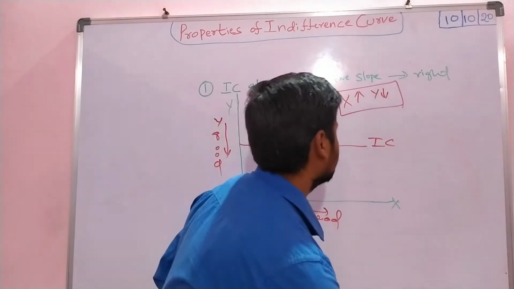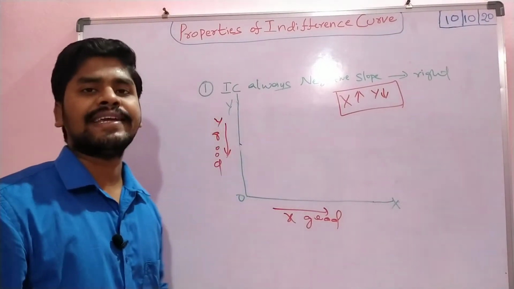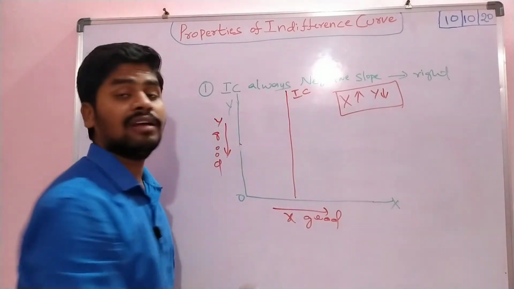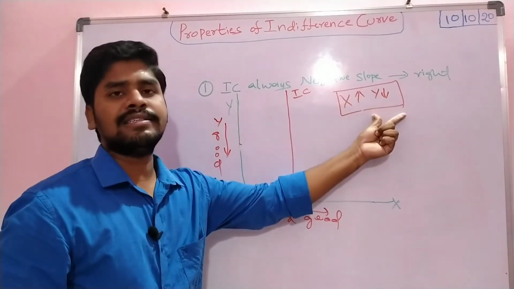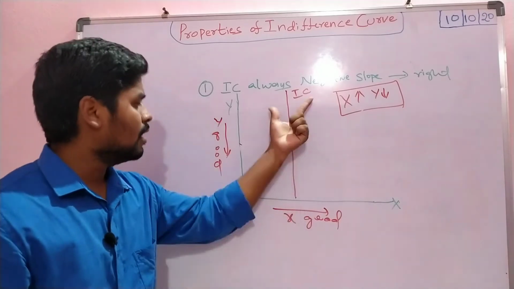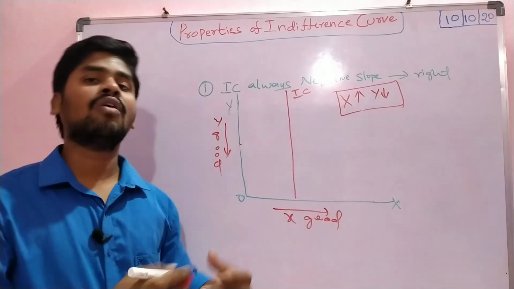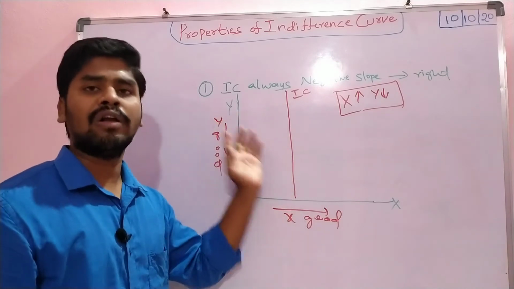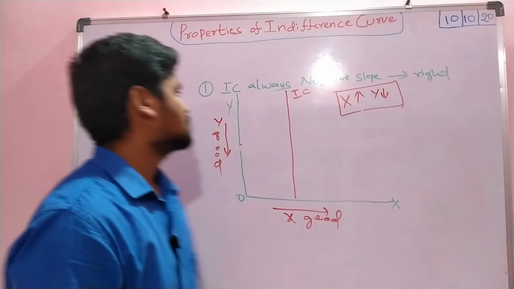One more thing we need to remember here: an indifference curve is never vertical. IC will never be vertical. Why? Because if x increases, y is decreasing. Both commodities have to be consumed in the combination, but here we are using only the y commodity. X is constant, so that is not called an indifference curve. Indifference curve is never horizontal and never vertical. That needs to be understood.